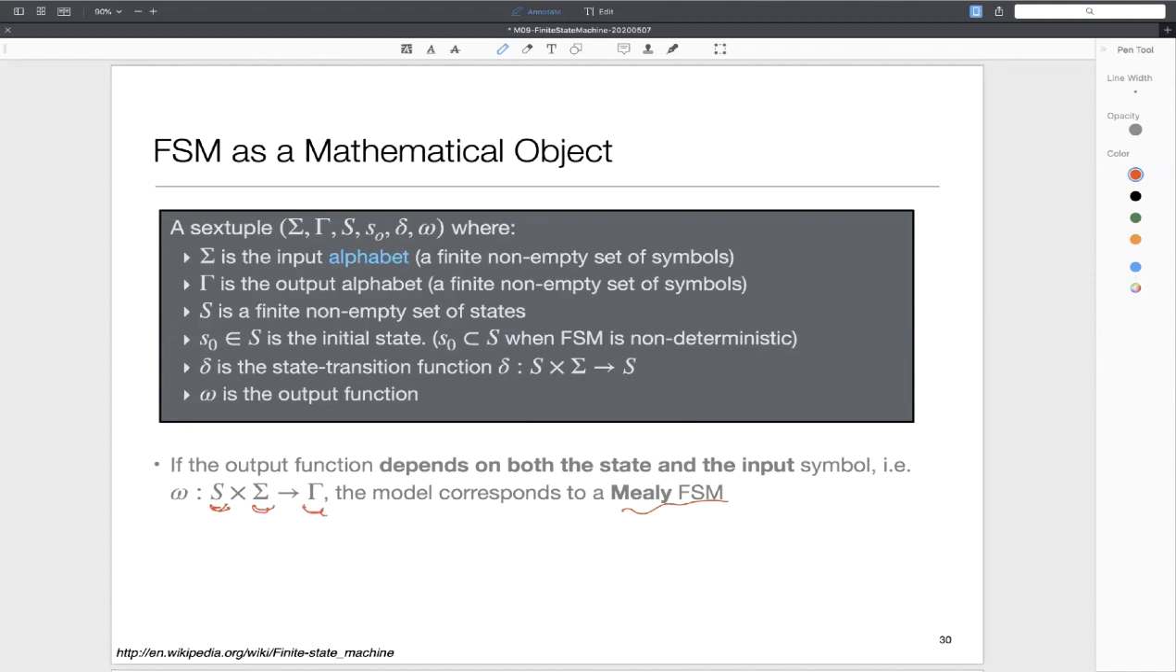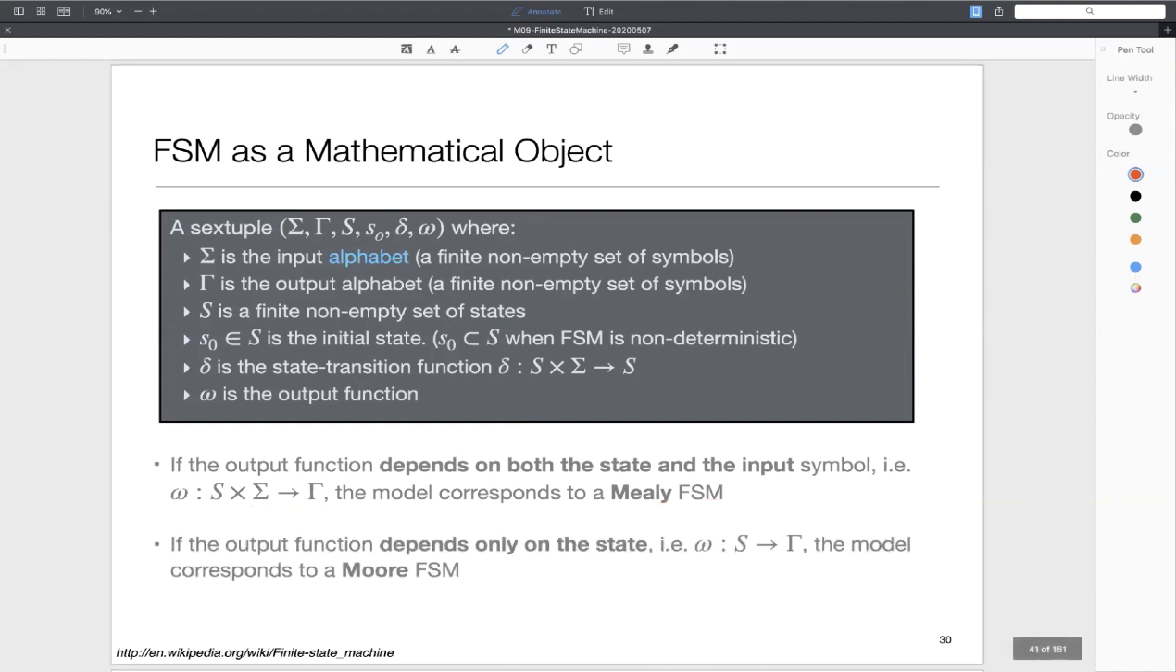What kind of function do you think it would be if it is a Moore FSM? What would it map? Would it just be the S because you're just worried about the state? Exactly. Got it. So in case of Moore, it would look like that. That's the function.